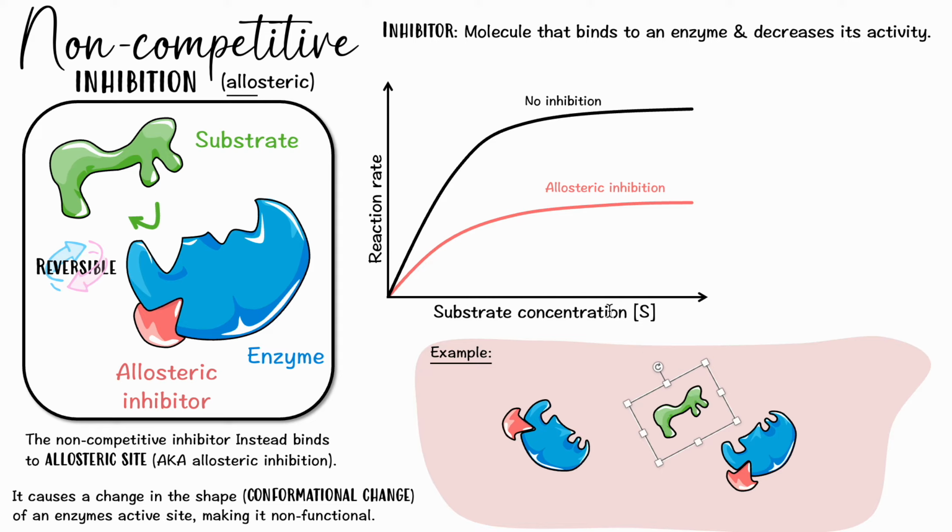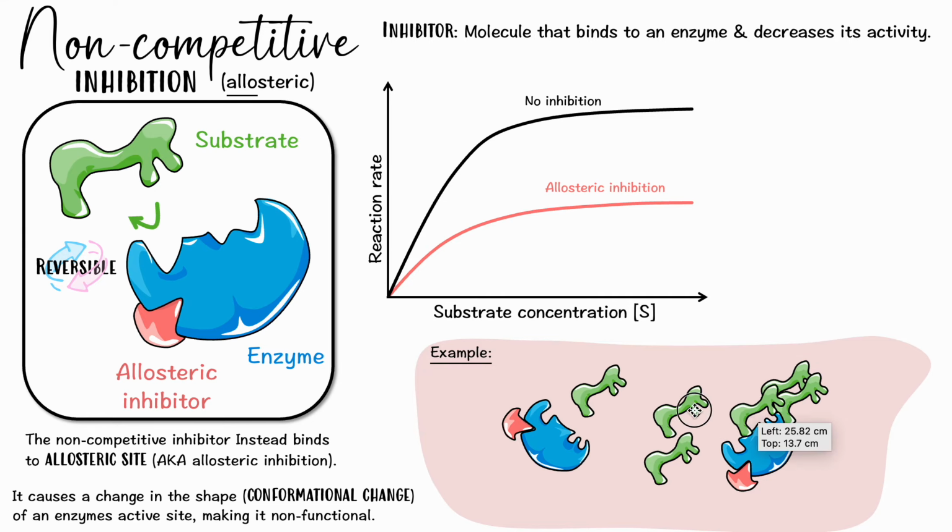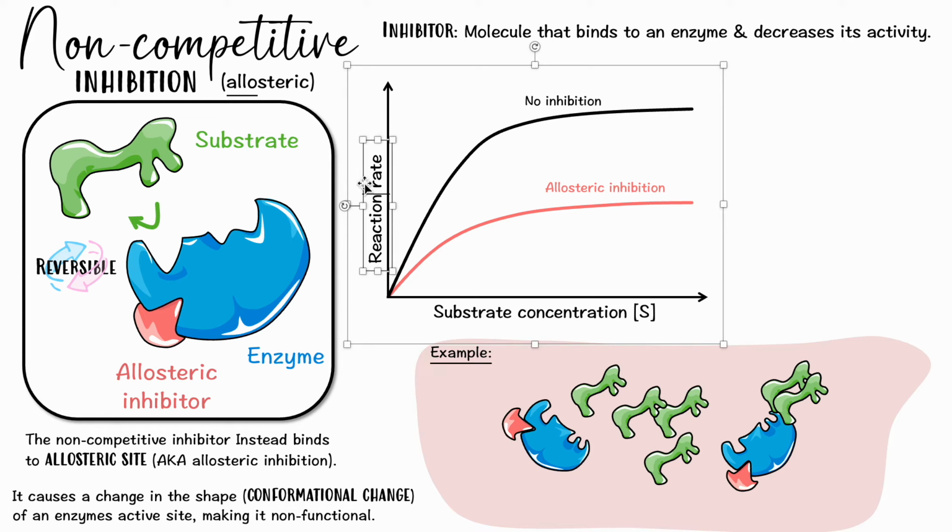So let's say, even at very high concentrations, look what happens. Look, we're increasing the concentration. Does anything change? No, because they still can't bind, because the shape is changed because of the allosteric inhibitor. Even if we put more, they still can't bind. So even if we're increasing substrate concentration, the reaction rate can't really increase. Okay, it's always going to be a bit lower than no inhibition.